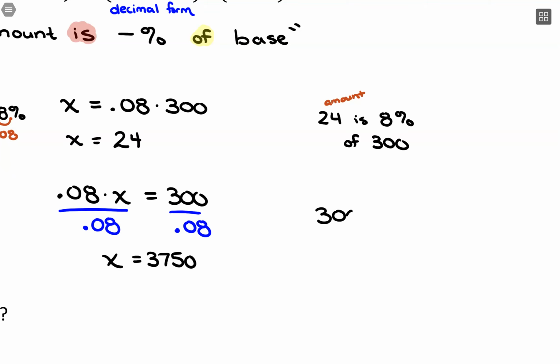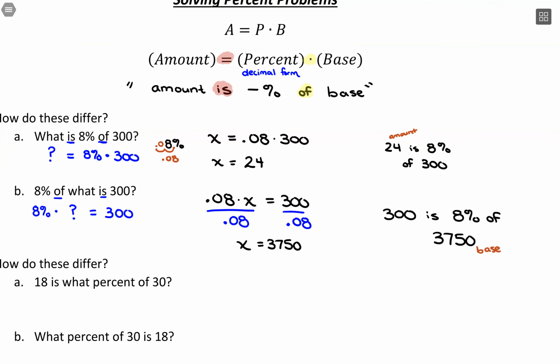So the amount 300 is 8% of 3,750. So for this case, we were solving for the base value instead of the amount because of the phrasing there. But if you use those key pieces like is relates to equals and of relates to multiplication, that can help get the order correct.